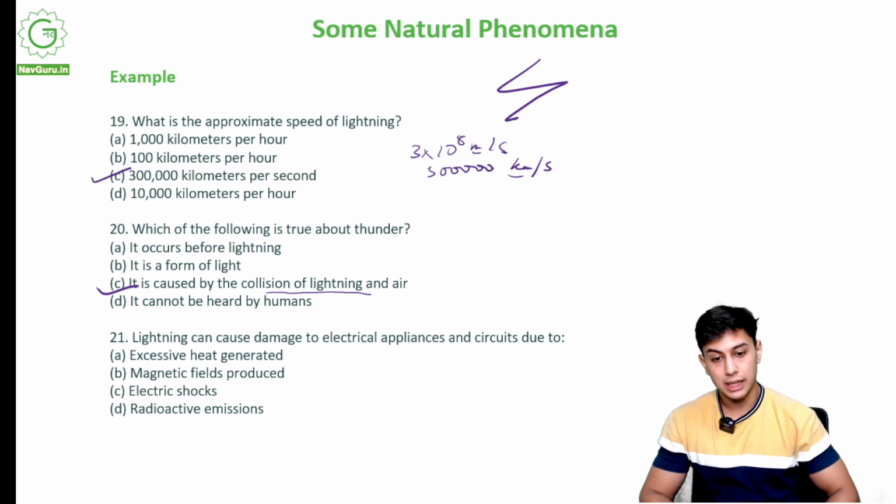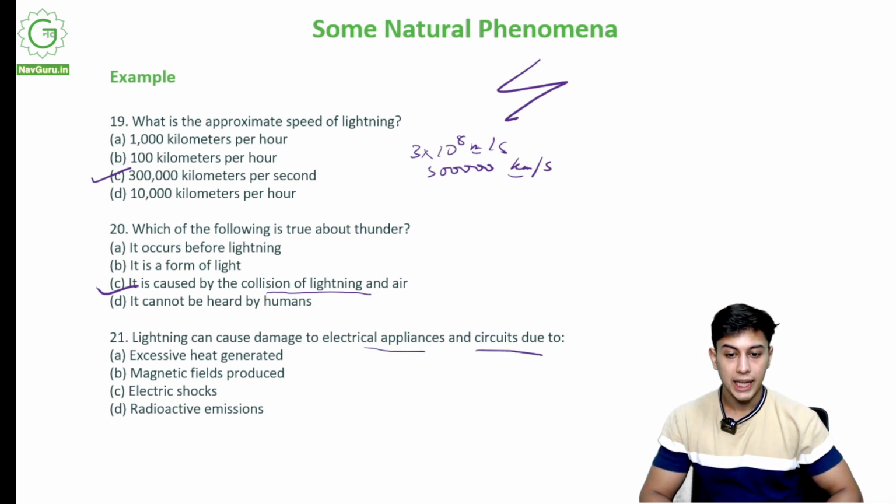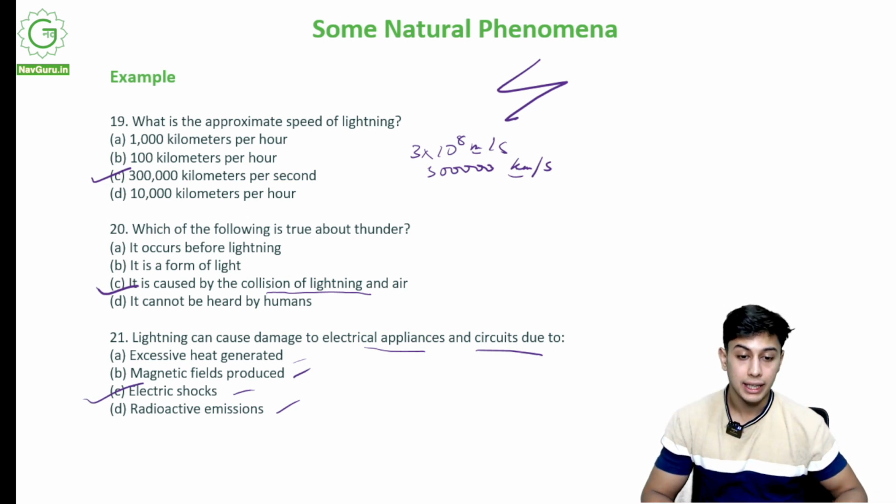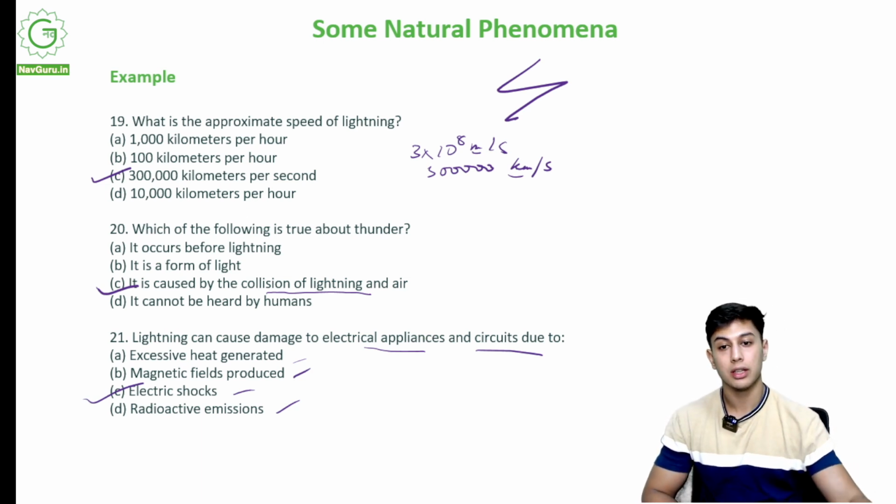Lightning can cause damage to electrical appliances and circuits due to what? Excessive heat, magnetic fields, electric shocks, radioactive emission. It is electric shocks. Lightning can cause electric shocks to your appliances.